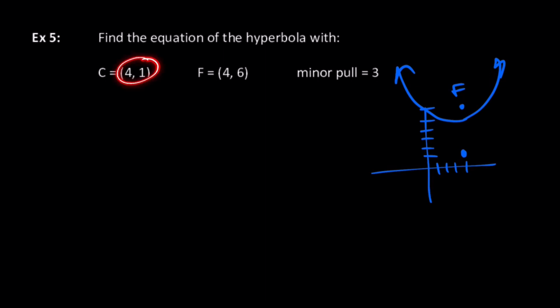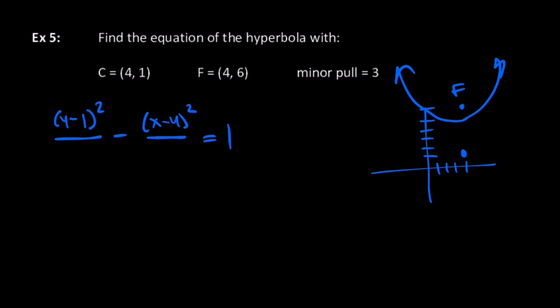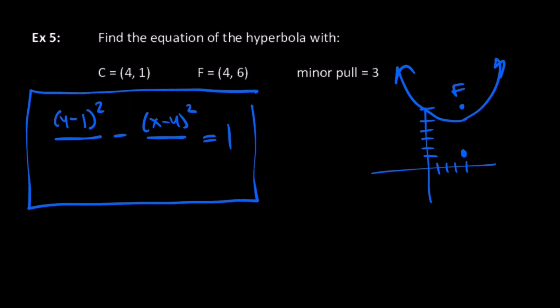All right, and I know that's my center. So I can start the equation. y minus 1 squared over something minus x minus 4 squared over something equals 1. Okay, so what's going to go under here is the y pole squared, because that's the y fraction, and under there is going to be the x pole squared. Well, I don't really know either one of them yet, because I know this distance, but that's not the y pole, that's c, which we'll be using in a second.